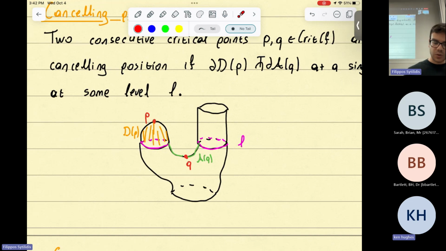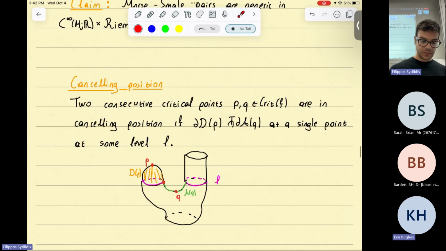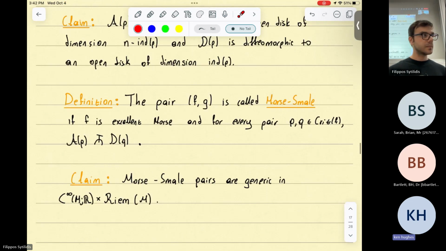So here I have two points P and Q. They are in cancelling position. This is their disk. The orange disk is the descending disk of P, and the green disk is the ascending disk of Q, and they intersect at a single point at the level set. Just go up, and then possibly you go up to when you talk about Morse-Cerf.